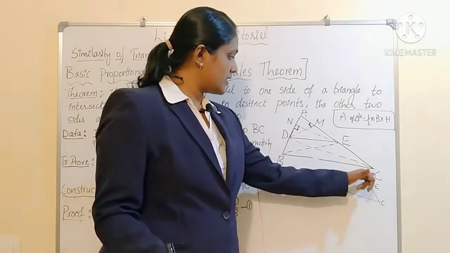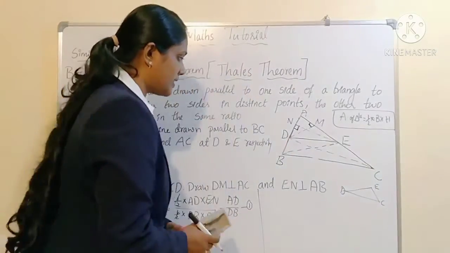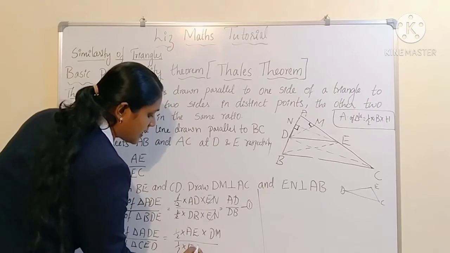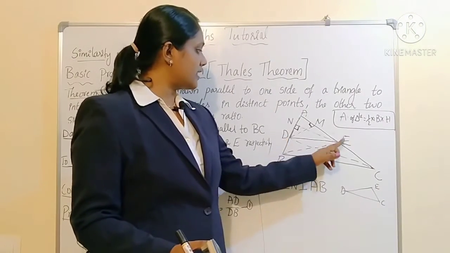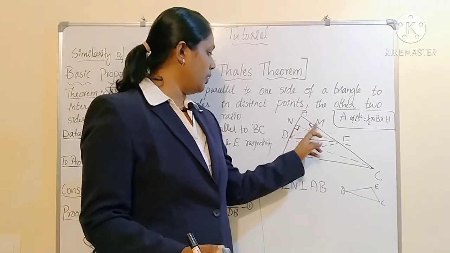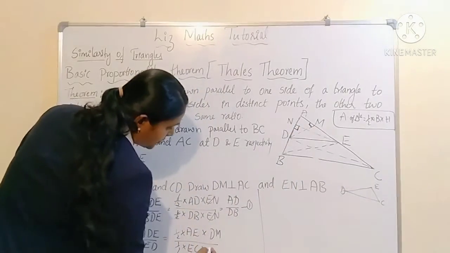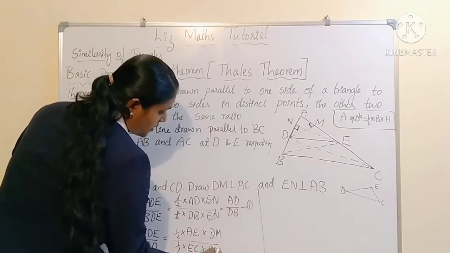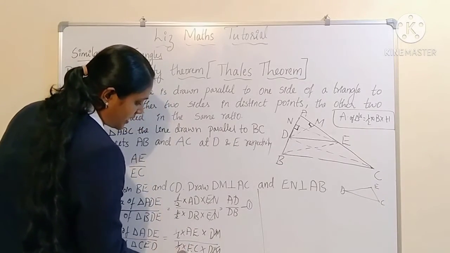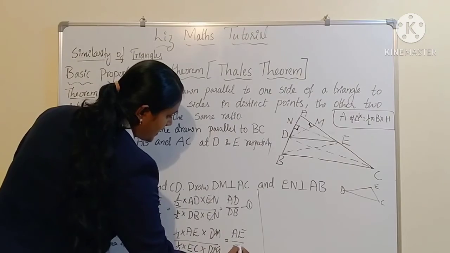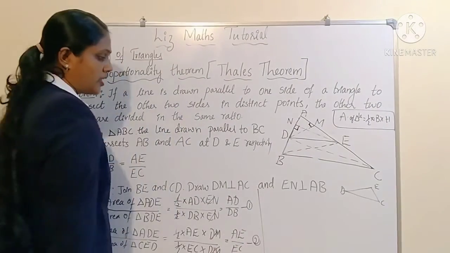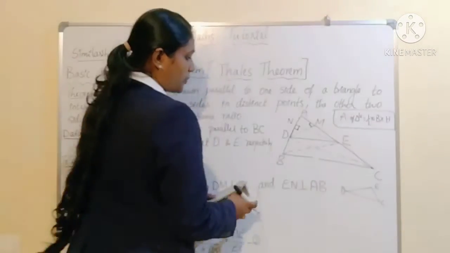For CED, the base is EC. And what is the height? The height is ED, that is equal to DM only. So you write DM. So DM gets cancelled, and the half gets cancelled. You will get AE divided by EC. This is equation number 2. I hope you understood till now.